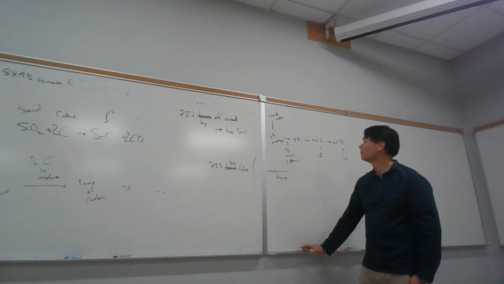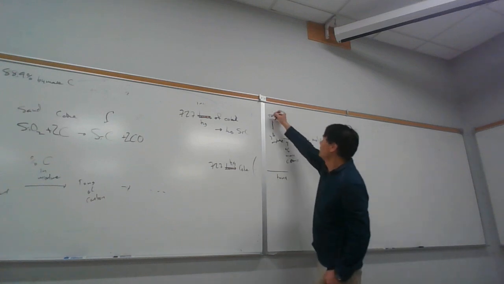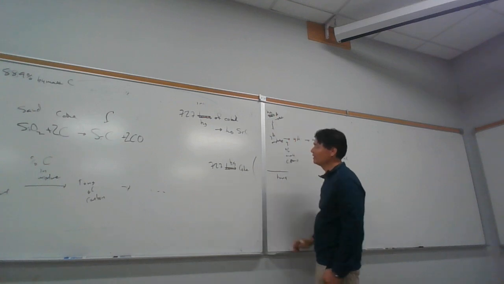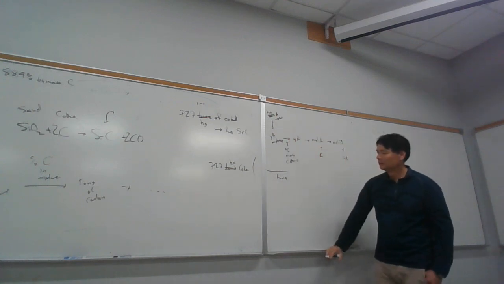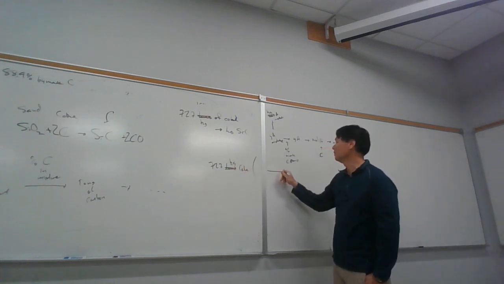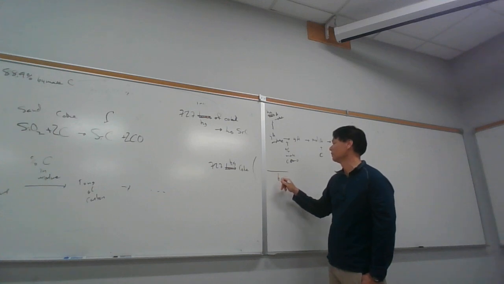Tons would be a lot harder because we don't know. They didn't specify metric or imperial. But we'll do 727 kilograms. Now this is easy. We'll go from kilograms to grams.